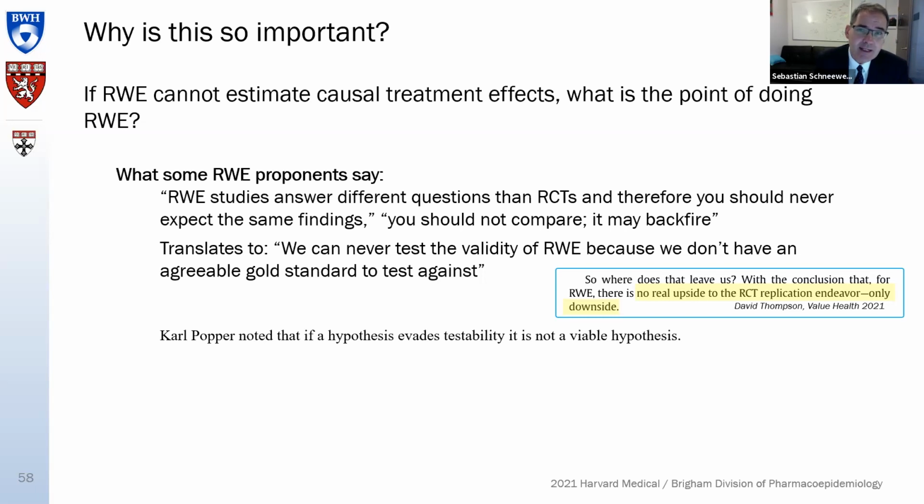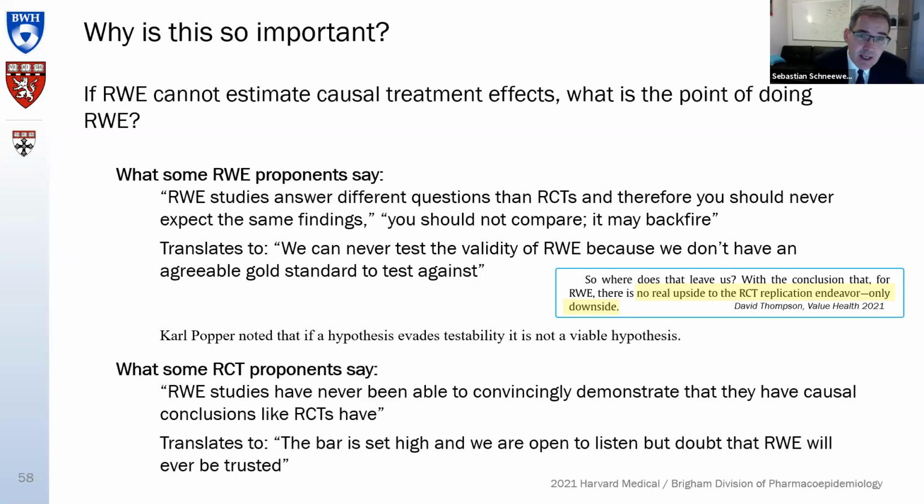You should not compare. It may backfire, I heard, which translates to me, well, we can never really test validity of real-world evidence because we don't have an agreeable gold standard to test against. And that is deeply dissatisfying. And we can quote Karl Popper and many other philosophers of science that if you don't even have a testable hypothesis, what are we doing if the hypothesis evades testability?